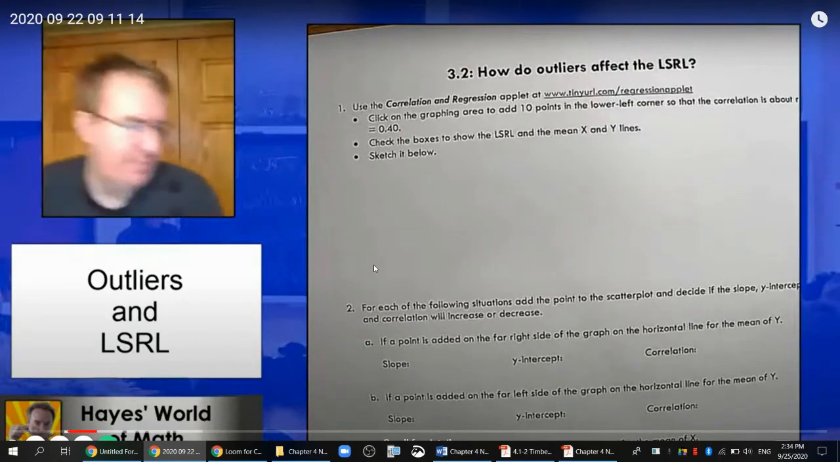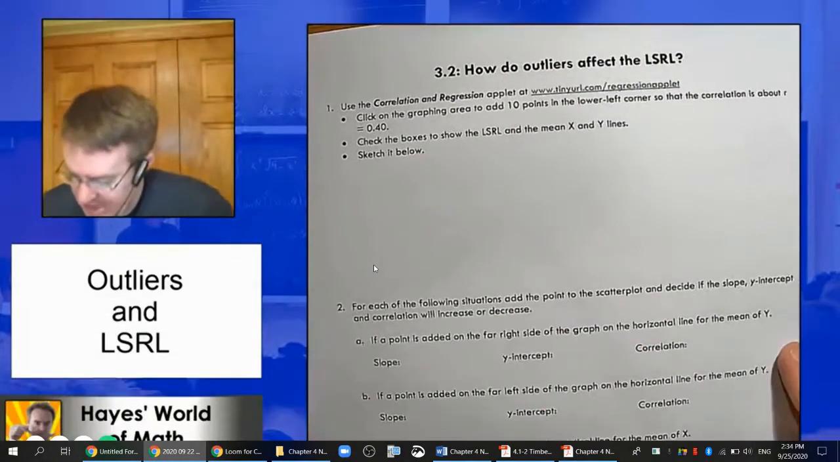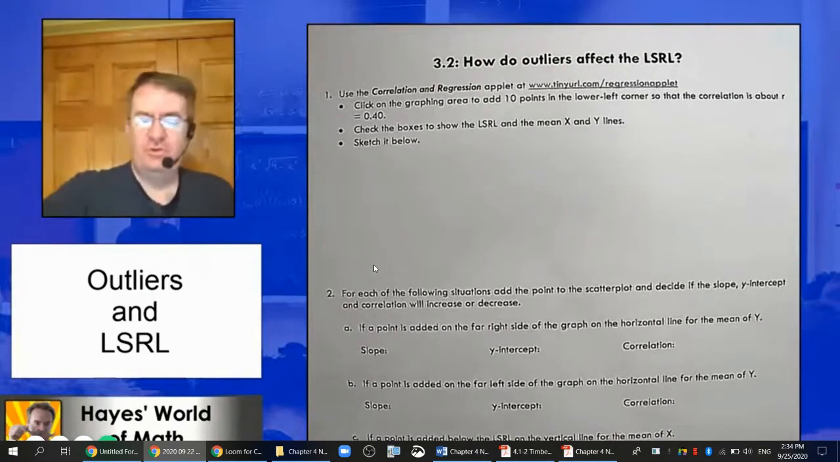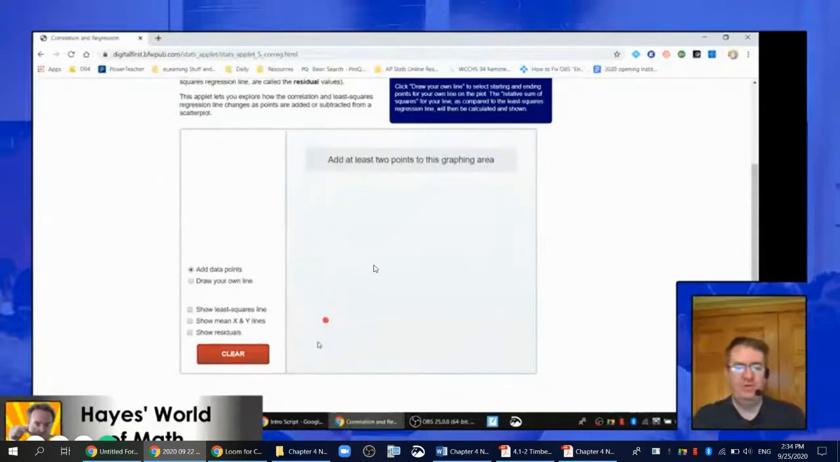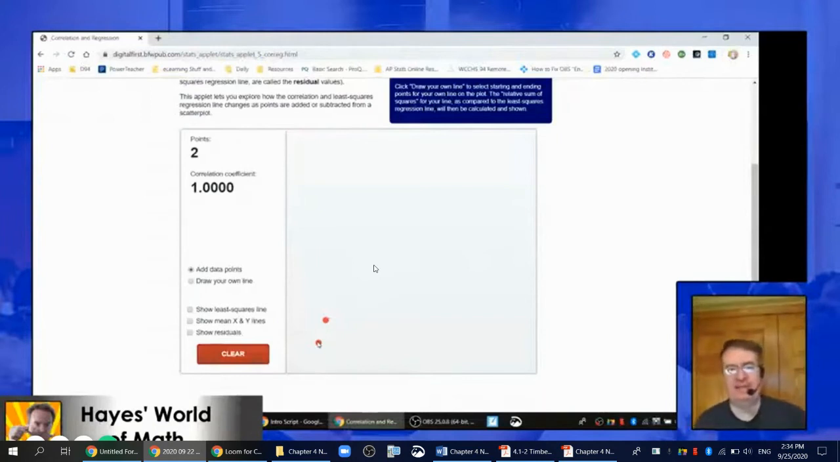So what we're going to first have to do is go over to a regression applet from our textbook. And what you're going to do is add points into this graphic area to get a regression R-squared value of 0.4. The correlation coefficient, remember, is your R-squared value. As you type in 2 points, you're going to get a correlation coefficient of 1 because how many points make a line? 2 of them, right? All right, so as you add these, you're going to try to drive that correlation coefficient to 0.4.